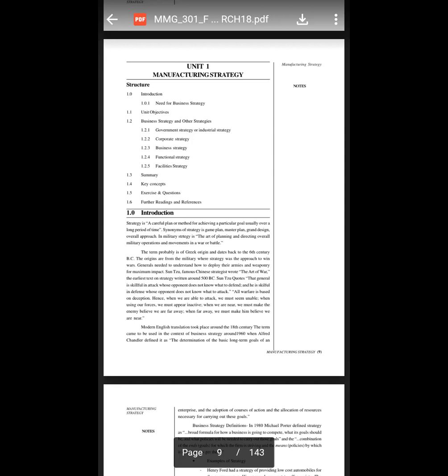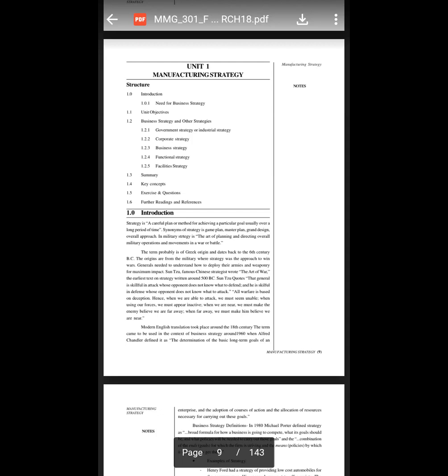So a plan can be anything. It can be a game plan, master plan, grand design, or overall approach. Military strategy is the planning and directing of overall military operations and movement in a war or a battle. If the opponent country and we need to battle with them, we have to build a proper military force of our own. We have to give them proper training and make a proper plan. A proper plan and proper strategy will definitely work for us.